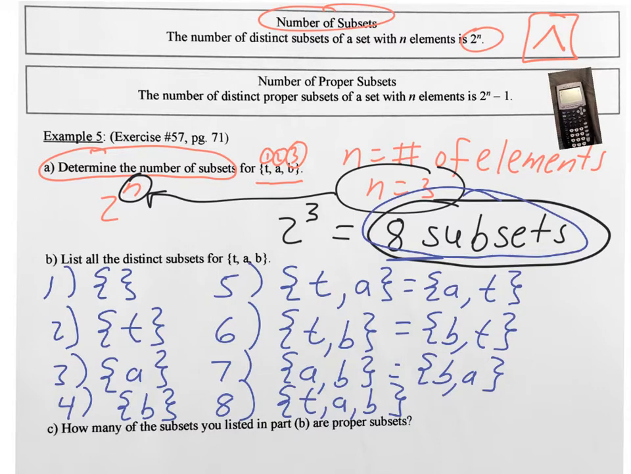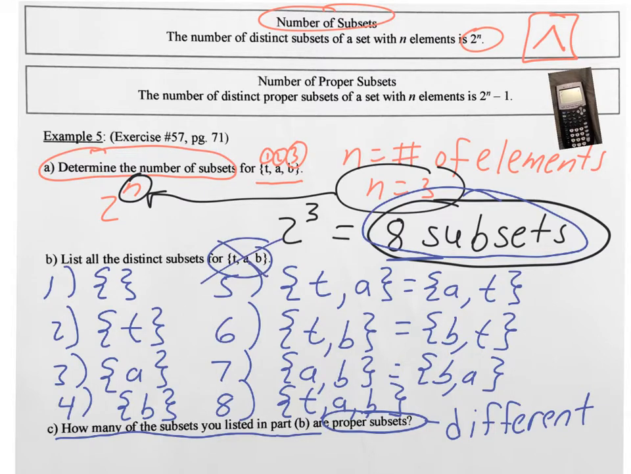And then finally C, how many of these subsets you listed in part B are also proper subsets? Remember, proper means different or not the same set. So if we don't want the same set as the original set, which was TAB, if I get rid of set number 8, because we want different sets, we can see that there are 7 subsets remaining. So we get rid of the original set back again, and then all those are proper.